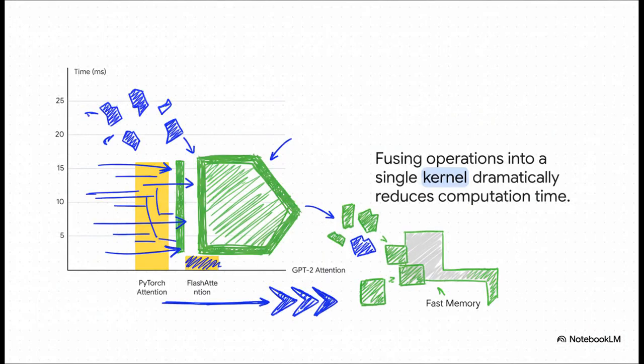And man, you can really see the difference it makes here. The standard way of doing things involves all these separate steps, each one a slow round trip to memory. But flash attention fuses all of that into one single highly optimized operation, what engineers call a kernel, that runs entirely in that fast memory. The result? The time drops from 16 milliseconds down to less than 3. That's over 5 times faster.